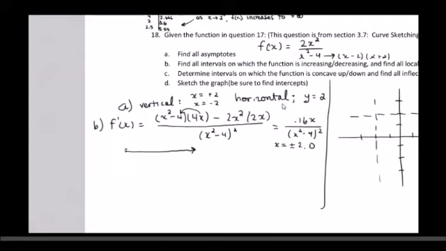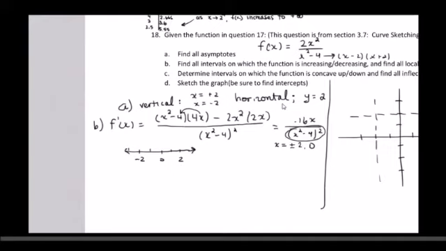If I plot those on a number line, and then tested test values, I could do a test value right here of -3, -1, +1, and +3. Those could be my test values. Now the nice thing about the denominator, let's go back over here to the function.